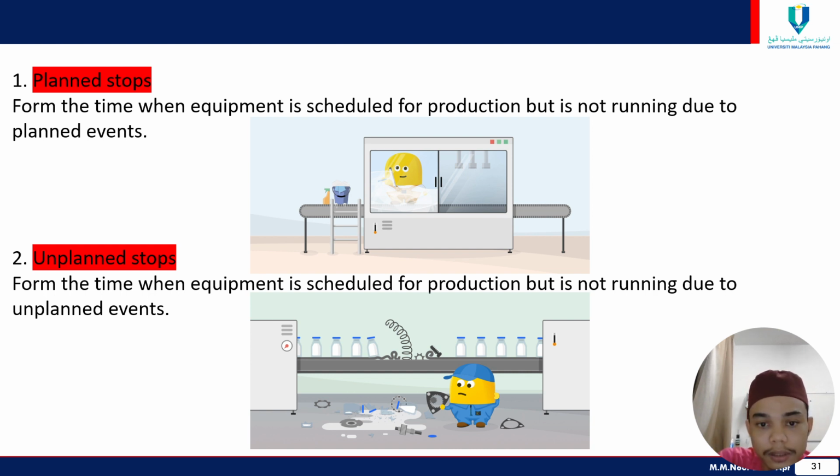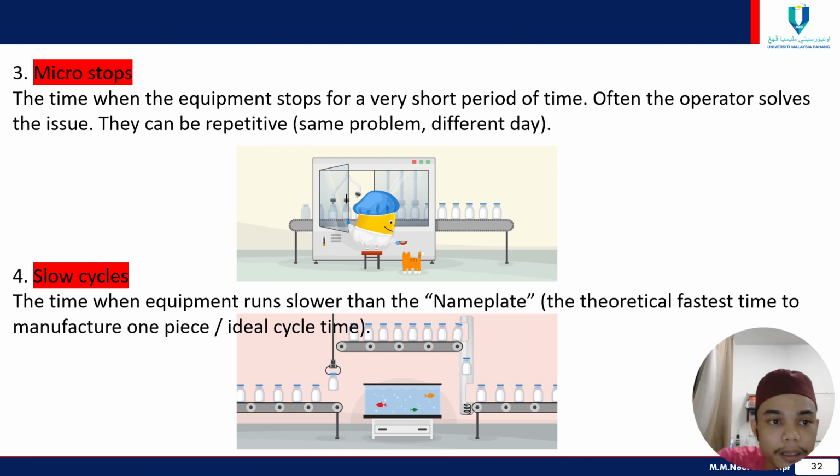First, planned stop. This is the time when equipment is scheduled for production but is not running due to a planned event. For example, they need to do maintenance or clean the workspace. Second, unplanned stop. This is the time when equipment is scheduled for production but is not running due to an unplanned event, such as a machine error or breakdown, so it's called unplanned.